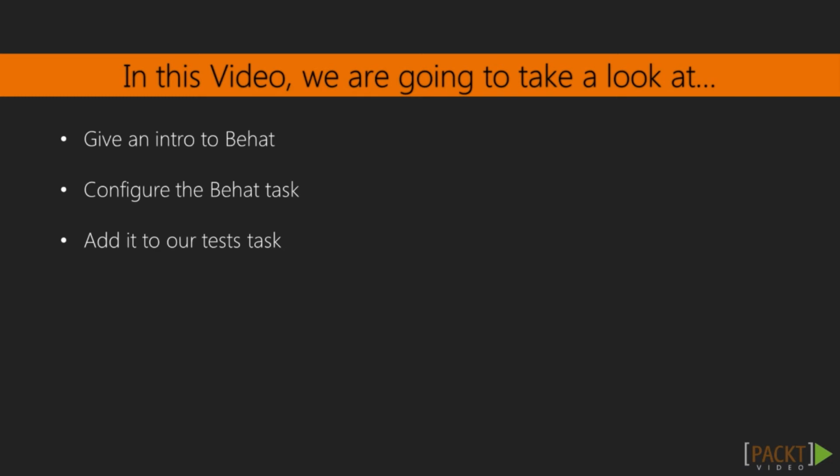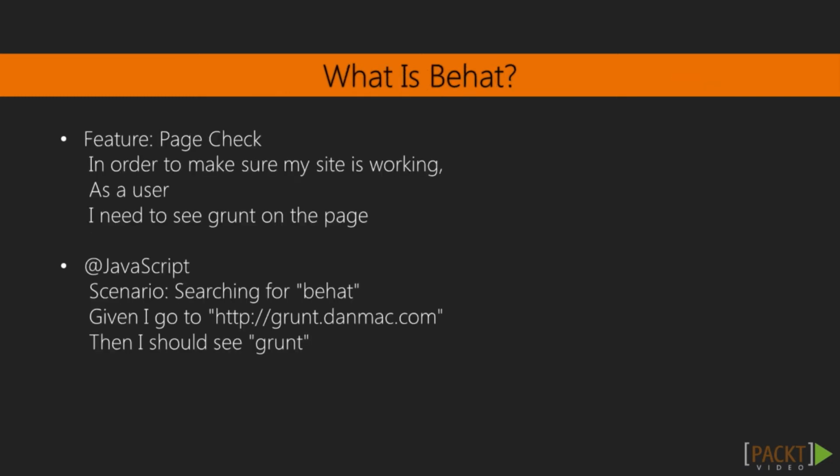Behat to the rescue. Behat is a relatively new technology that allows us to test actual user stories. Unit tests are great for ensuring that code is tight, but it may not always ensure that functioning objectives are met. Behat uses a very readable syntax that looks something like this. Feature, page check. This is just the name of the feature. Then there's this 3-line description that follows in order to, as a, I need to format. In order to make sure my site is working, as a user, I need to see grunt on the page.